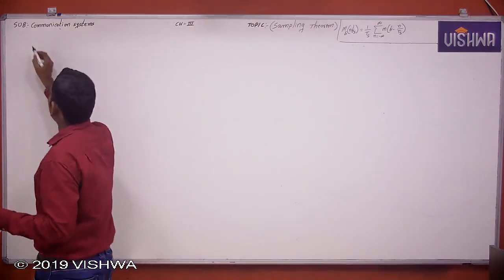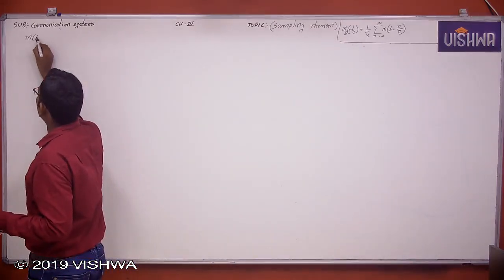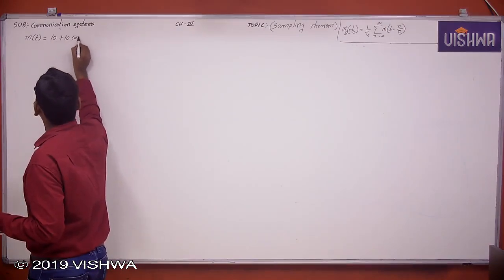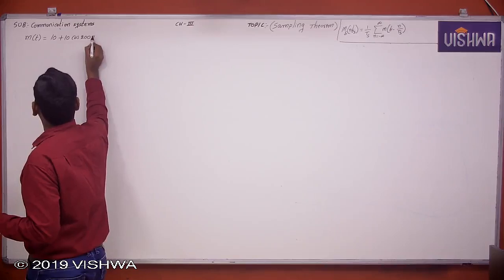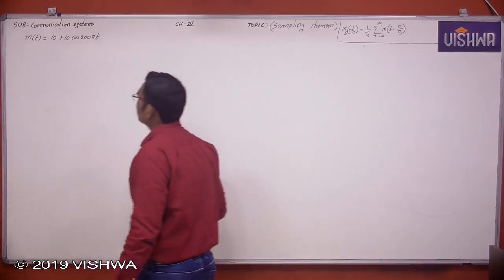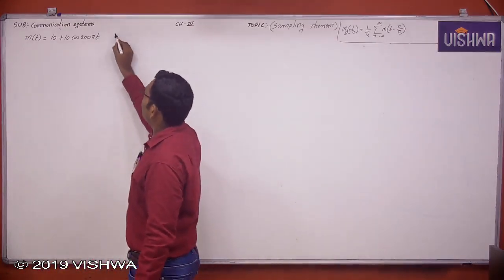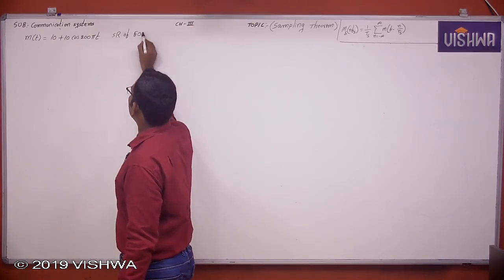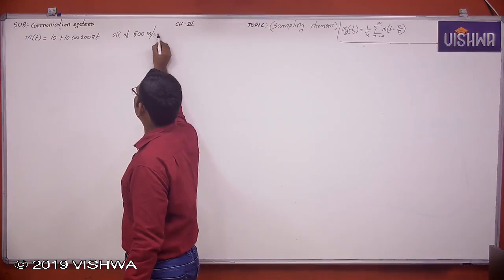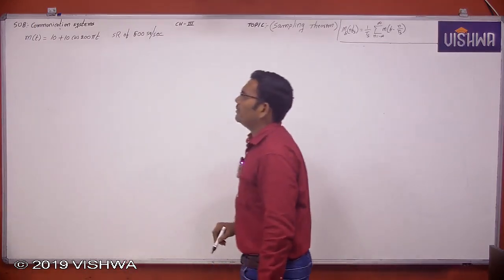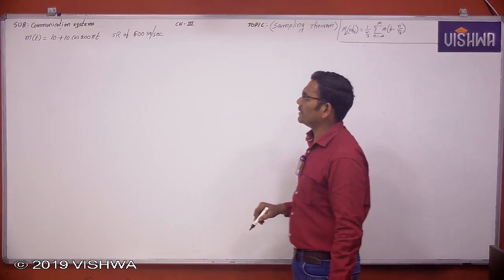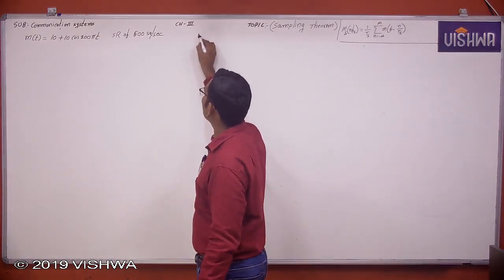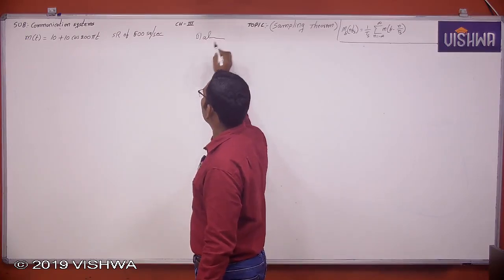Now, if m of t is equal to 10 plus 10 cos 200 pi t, this is the message signal, and it is sampled at a sampling rate of 500 samples per second. He is asking: first question, verify the aliasing effect.